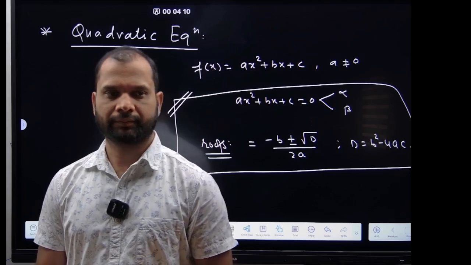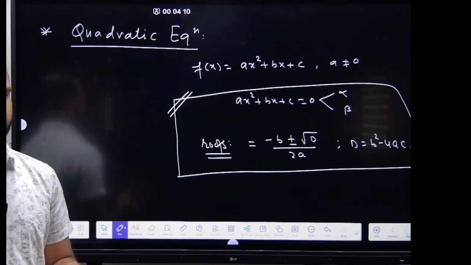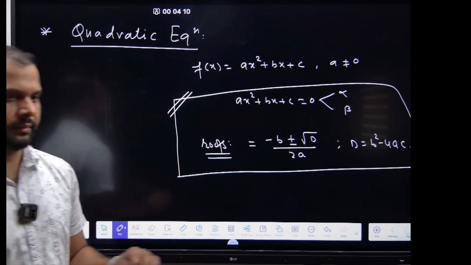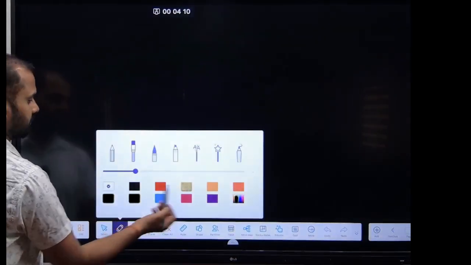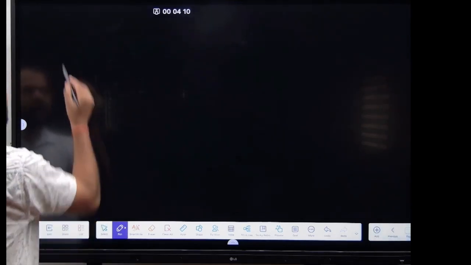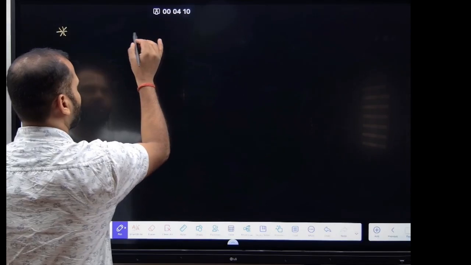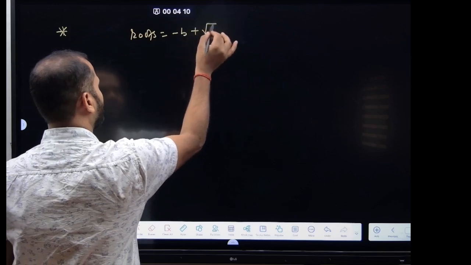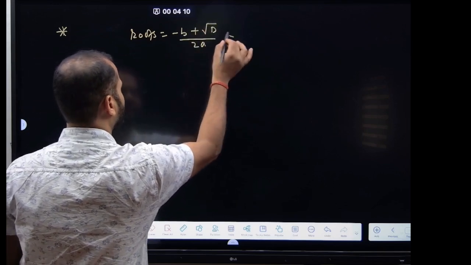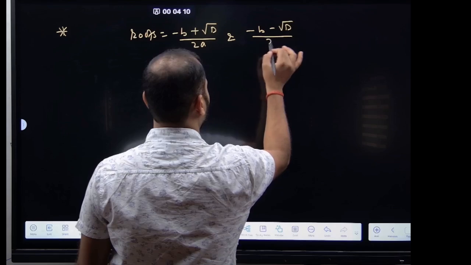Done? Next you write down. So, after that I will be writing. So, what are the roots? Always remember that the roots are minus b plus root D divided by 2a, and the second root will be minus b minus root D divided by 2a.